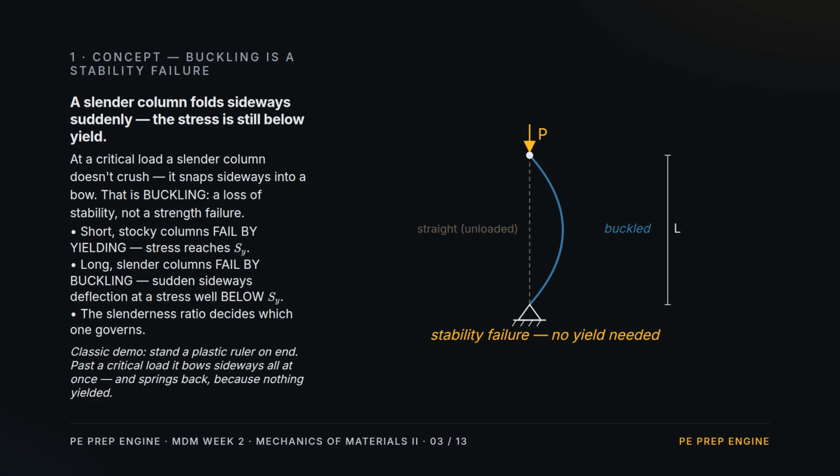Concept 1. Buckling is a stability failure, not a strength failure. Stand a slender ruler on end and press. Nothing. Then at a critical load, it suddenly bows sideways. It never crushed. The stress was still below yield. Stocky columns fail by yielding. Slender columns fail by buckling, well under yield. The slenderness ratio is what decides which of those two governs.